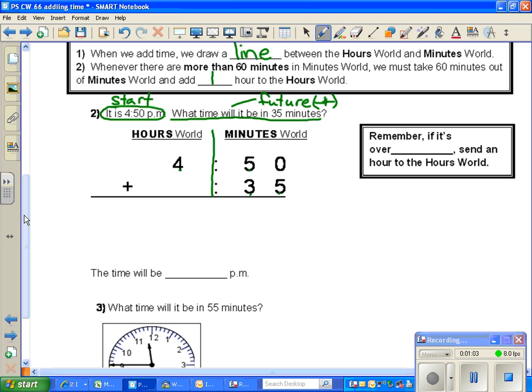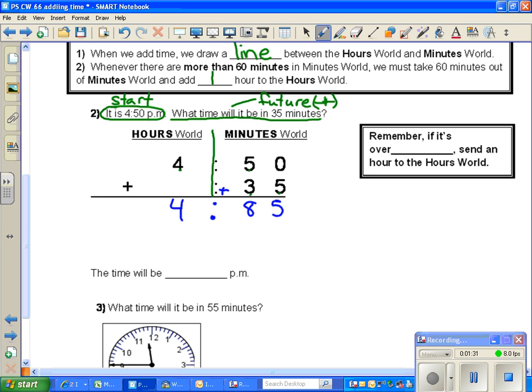So now we add them up. We keep minutes with minutes, just like if we were adding, we would keep apples with apples, and we would keep balloons with balloons. Okay, so 50 plus 35. We're going to put another plus in here. So 0 plus 5 is 5. 5 plus 3 is 8. In the hours world, all I see is a 4, so I just bring down the 4. And now my colon sign.